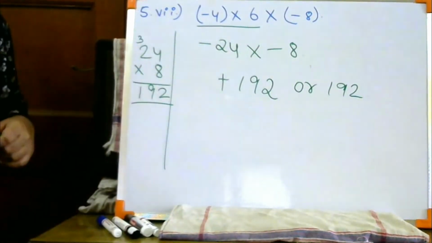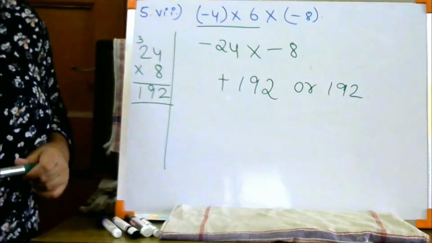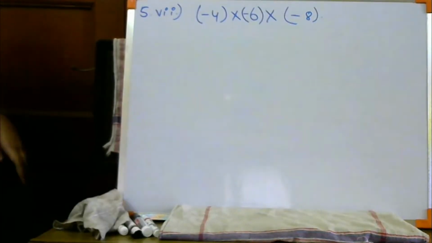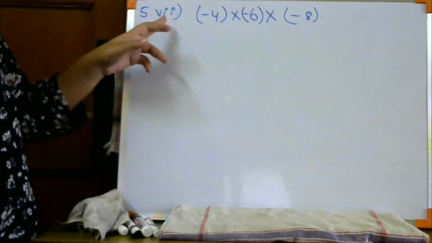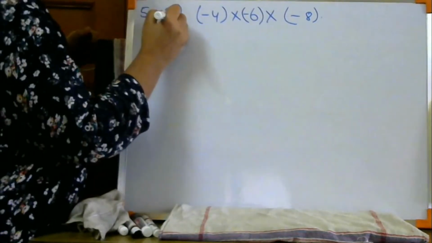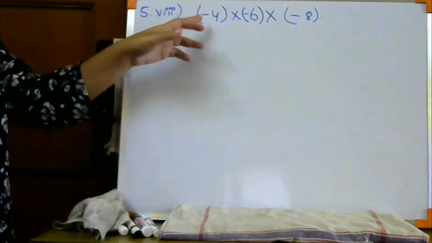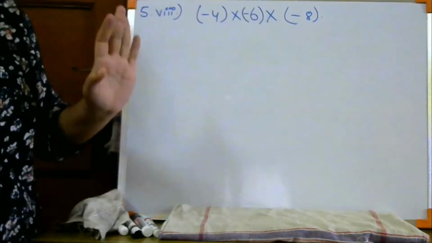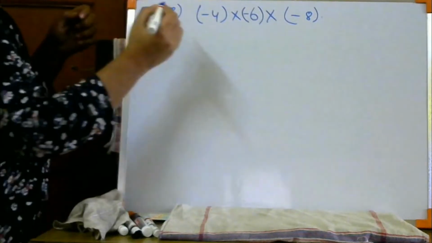Now let us go to next sum, that is 5 part 8. Copy down that sum. Okay, now I have copied the sum 5 part 8 over here. -4 into -6 into -8. सेम नंबर ही है, सिर्फ तीनों में अभी माइनस है. ठीक है, तो पहले हम लोग ये दो सॉल्व कर लेते हैं.